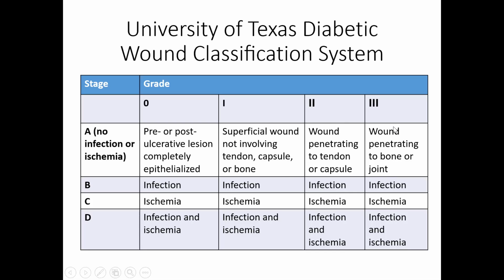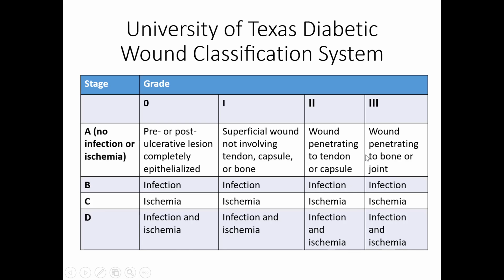So these are the gradings, okay? When there is stage B, there is the presence of infection along these wounds. In stage C, there is the presence of ischemia along these grades of wounds. And in stage D, there is infection as well as ischemia along the grades of these wounds.